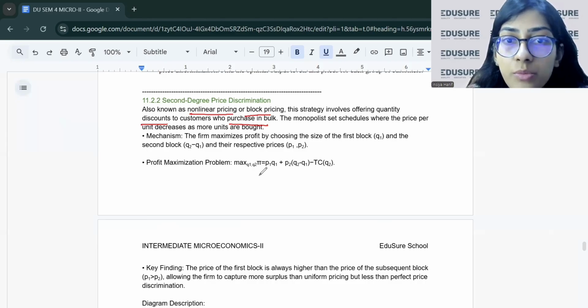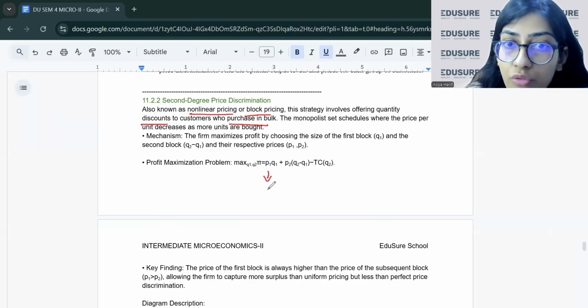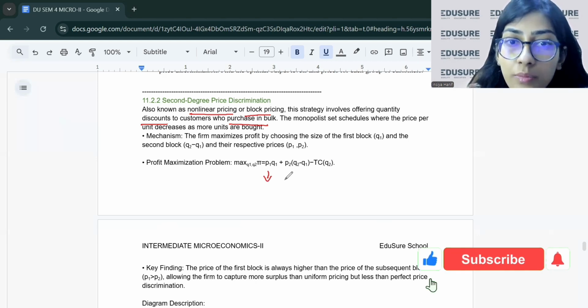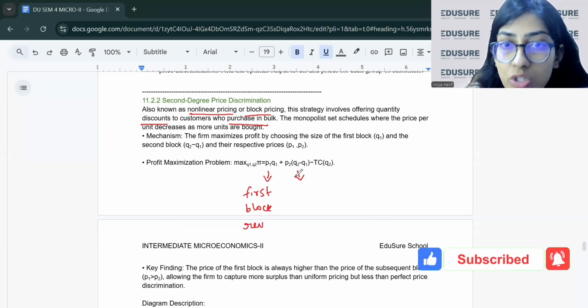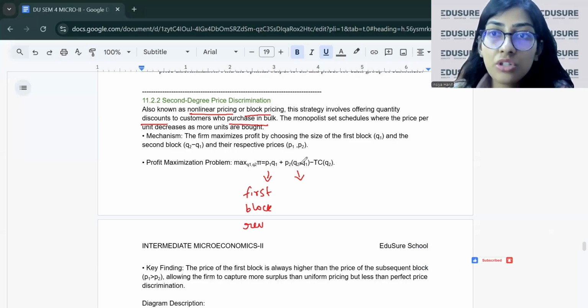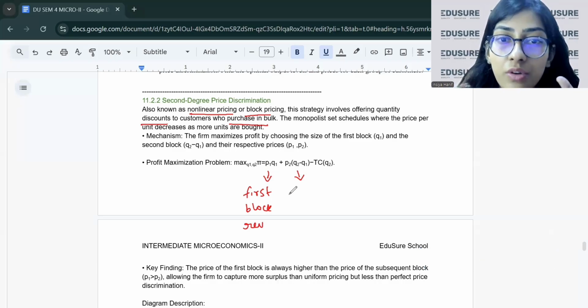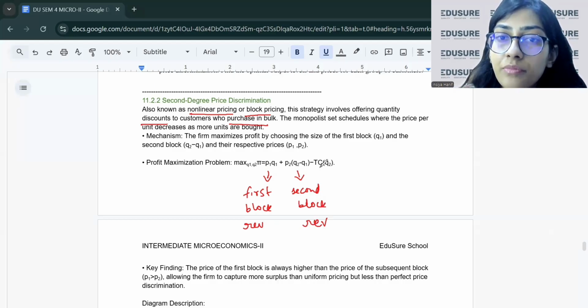So the profit maximization problem is what? You maximize the profit given Q1, Q2. This is equal to P1Q1, right? This is the revenue from the first block. Okay, so first block revenue. Plus P2 into Q2 minus Q1. Q2 minus Q1 is the additional that you are buying. Okay, so this is the second block revenue. And TC of Q2, that is your entire cost.